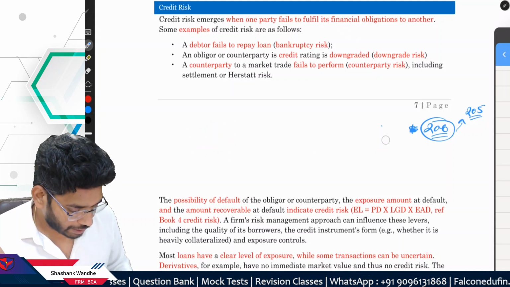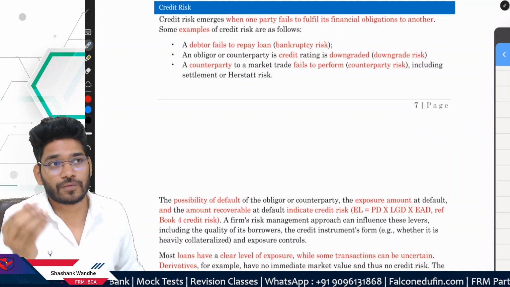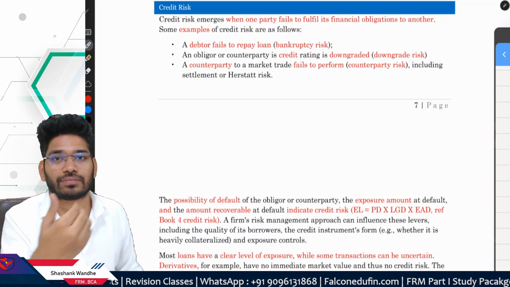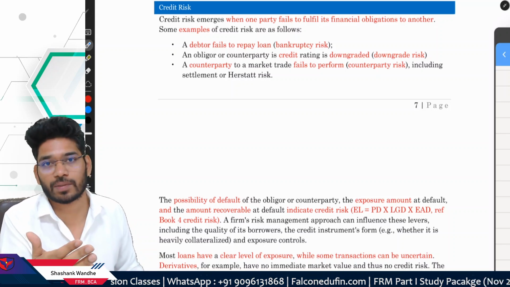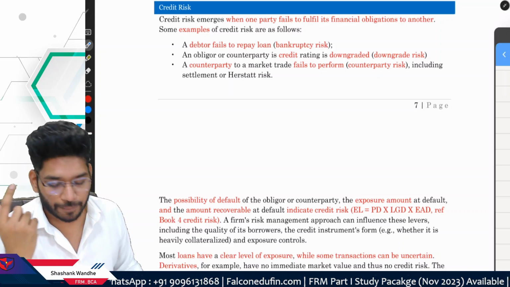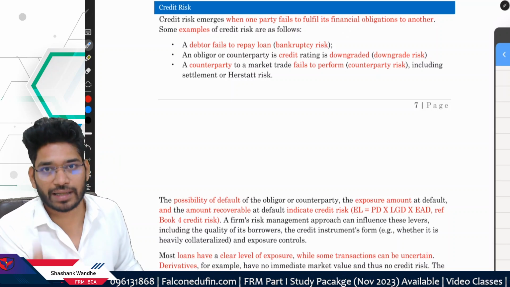Credit risk simply means the amount which you were supposed to receive is not received, or the counterparty from whom you are supposed to receive defaulted. So this can happen in the case of the lending business, or in the derivatives business, or the derivative instruments.